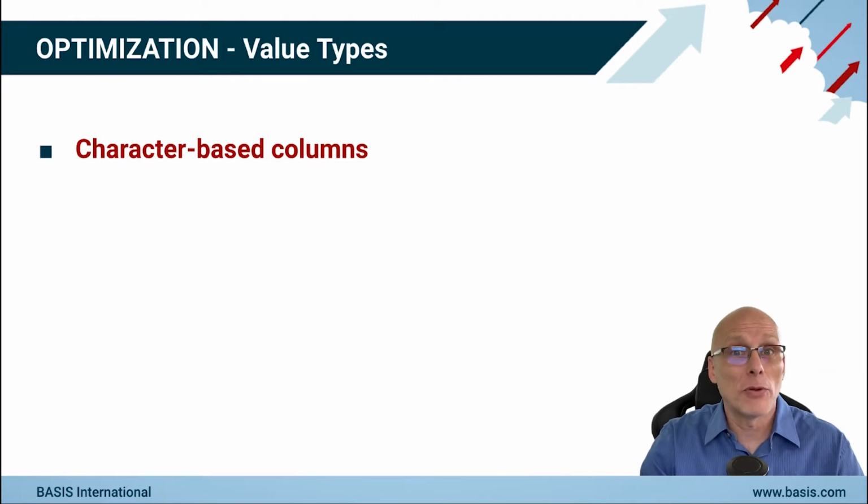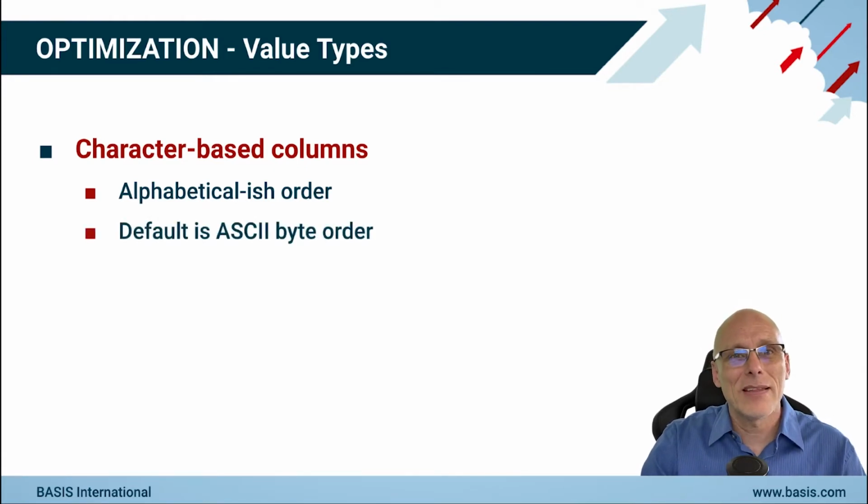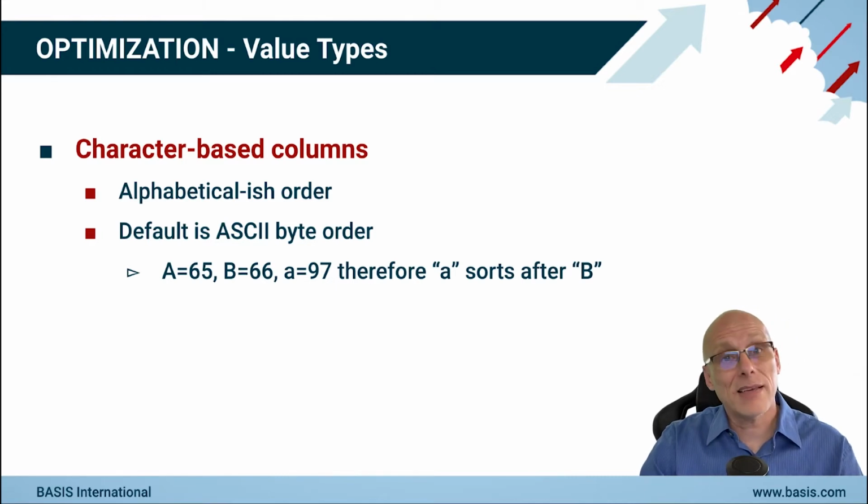Those are actually the most common, which is great because typically they sort really well. Since most people tend to use a lot of character data in their BBX data files, this is good. So with character-based columns, they sort alphabetical-ish. I say ish because the default is ASCII byte order for the sorting, which means a capital letter A is going to be 65, B is 66, C is 67, and so on. But lowercase a starts at 97, and lowercase b is 98, and so forth.